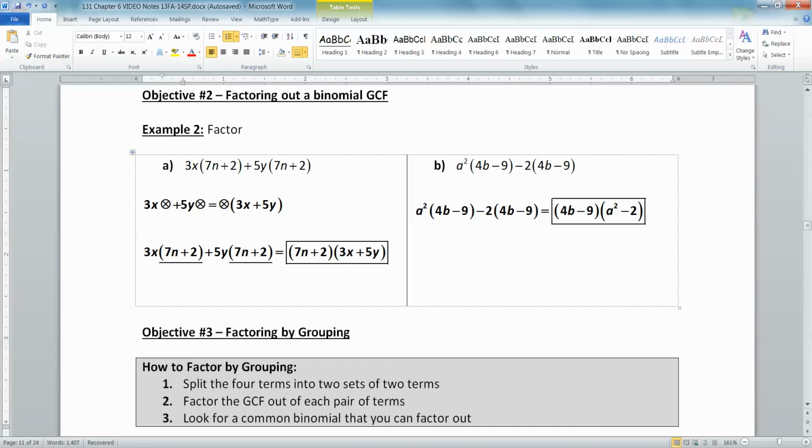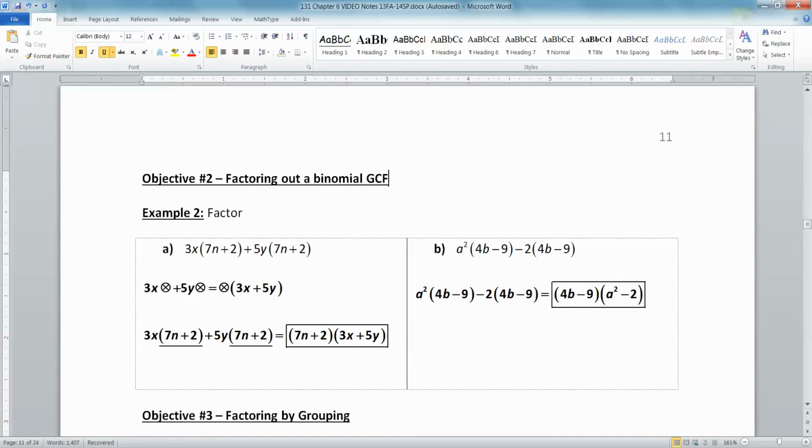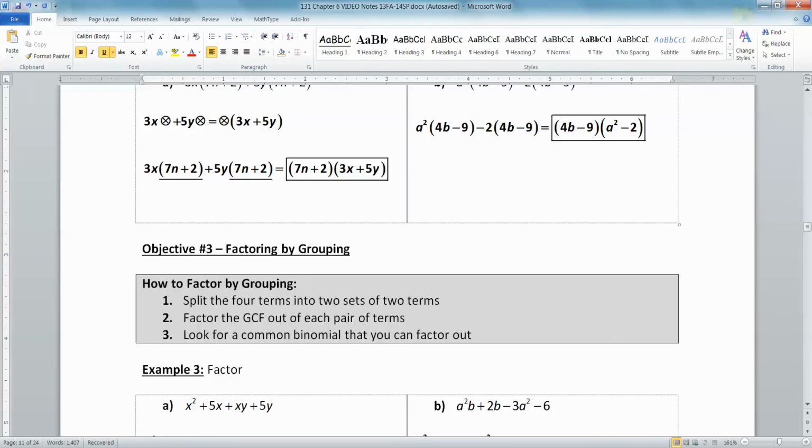In the last video, we went over what GCFs are and then how to factor out both a monomial GCF and a binomial GCF. Now we're going to take those pieces and put it together for one of our first techniques we're going to learn, which is factoring by grouping.